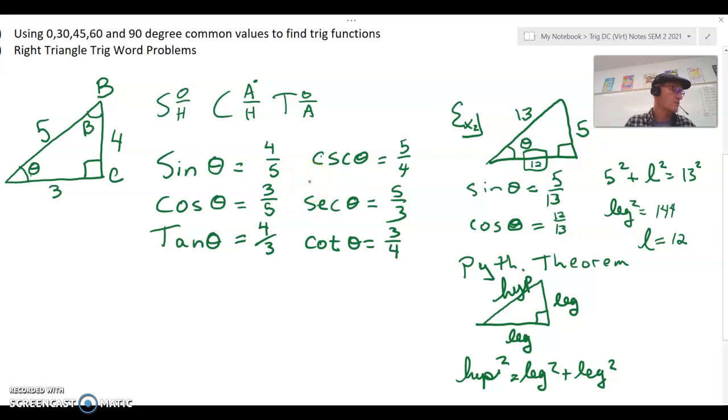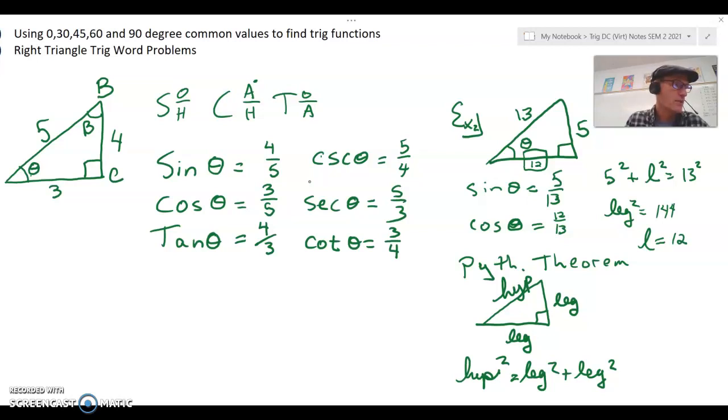So sometimes you need to be able to recognize the right triangle, recognize where theta is, and use SOH TOA to find the values of the trig functions of the angle. So look at the right triangle. What are the three sides? And then go from there.